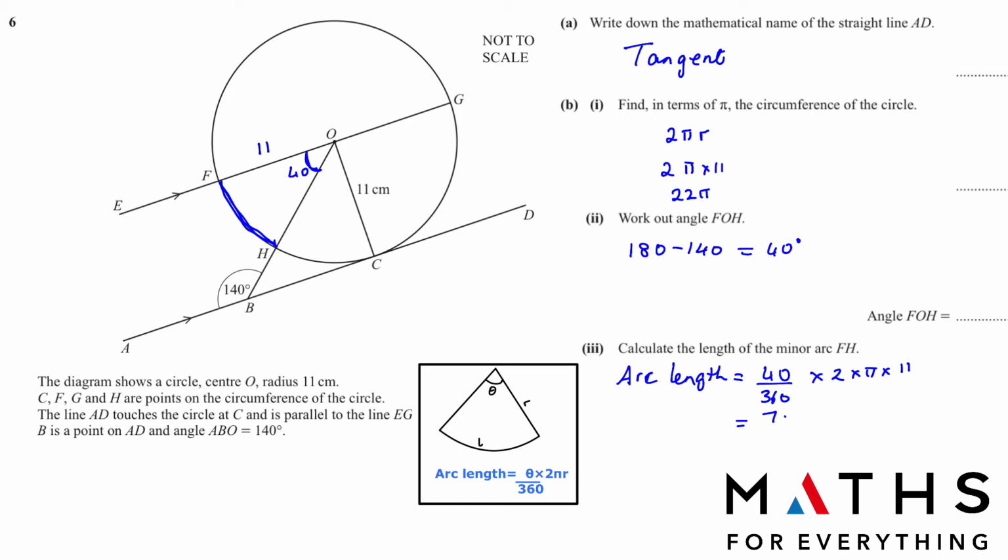We'll get the answer 7.679. We can round it to one decimal place or two decimal places. We'll round it to two decimal places. So we draw a line here. If this number is 5 or more, we have to add 1. It is 9, so we add 1 to the previous number. Answer is 7.68 centimeter.